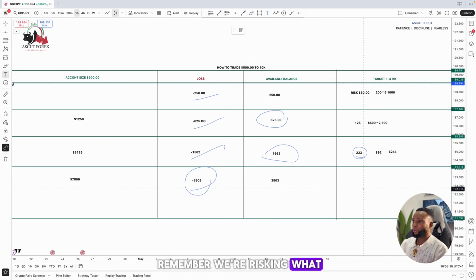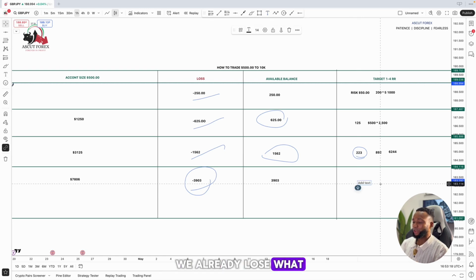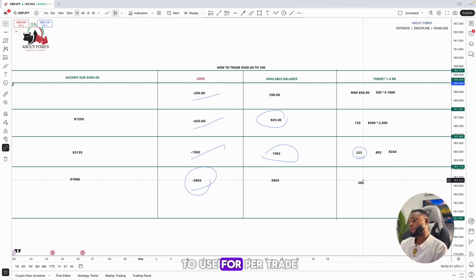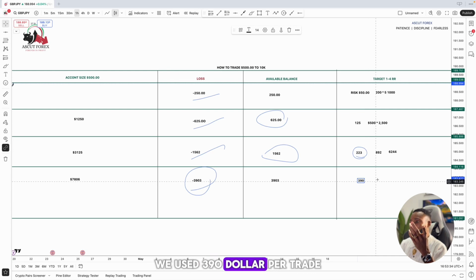Remember, we are taking 20 trades. We already lost 10 trades. So for us to lose this amount, we already lost 10 trades. All our risk is $390. That was what we used for our trade. We use $390 per trade.